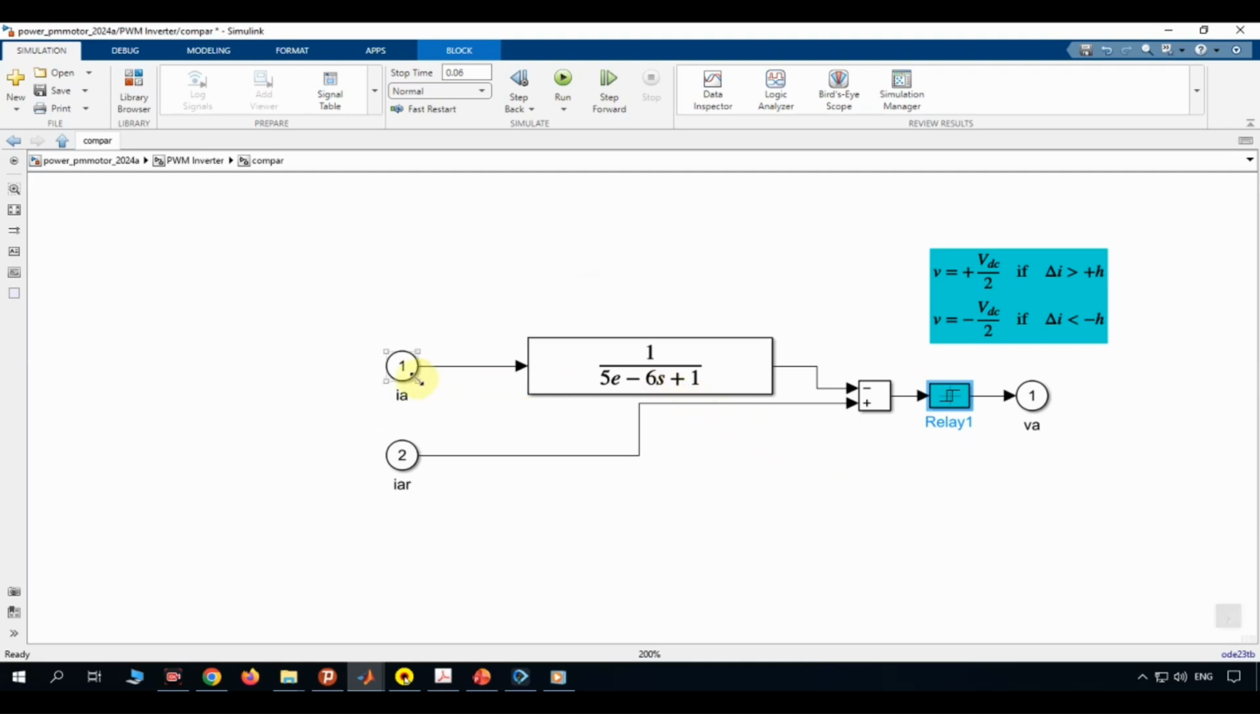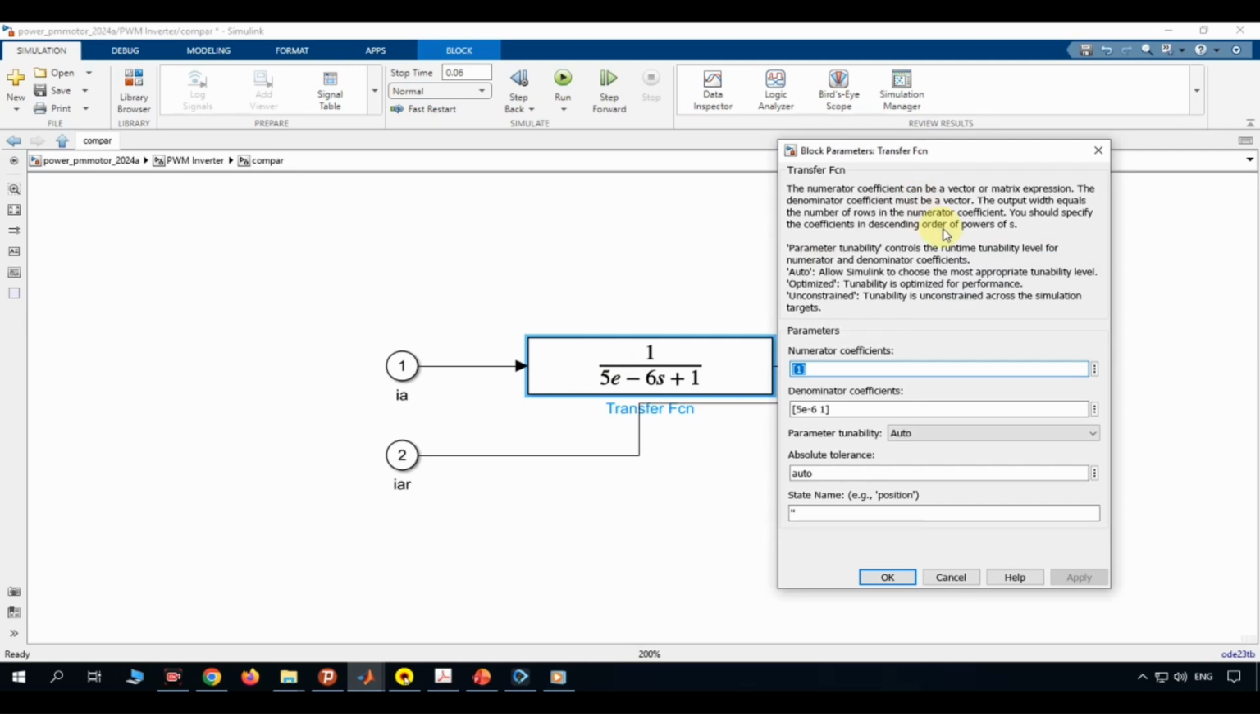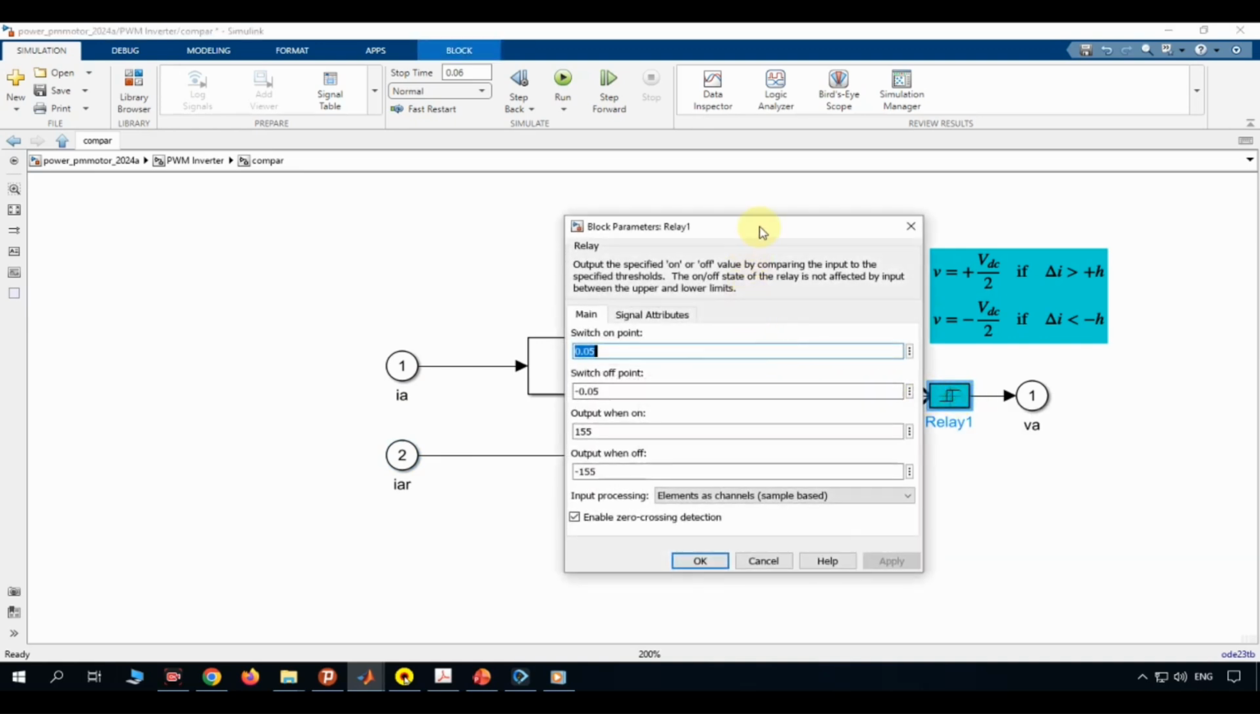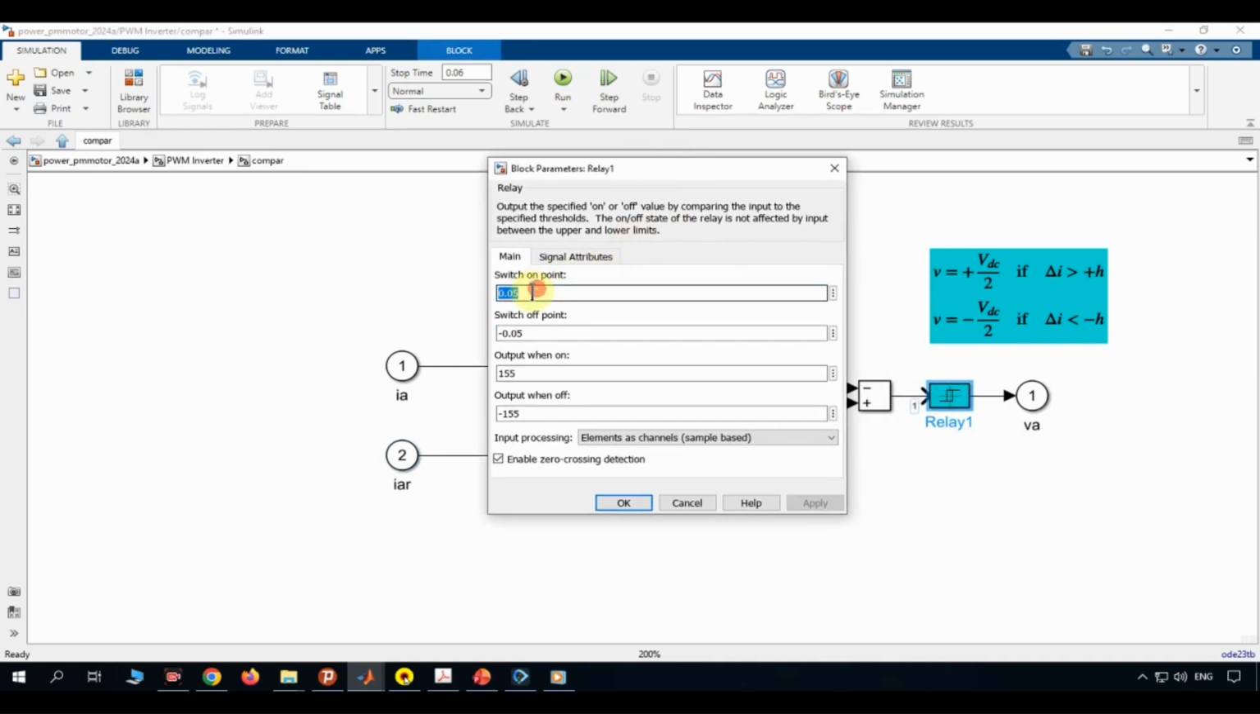The actual phase current, say IA, passes through a tiny first-order filter with a time constant of 5 microseconds. That just cleans up measurement noise. Then we subtract the actual current from the reference current, IAR. The resulting error enters a relay block, a hysteresis comparator. If the current error exceeds positive 0.05 amperes, the inverter leg switches on and applies positive 155 volts to that phase. If the error drops below negative 0.05 amperes, the inverter switches off and applies negative 155 volts.